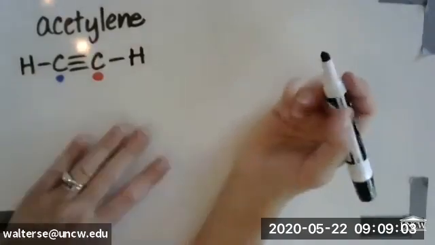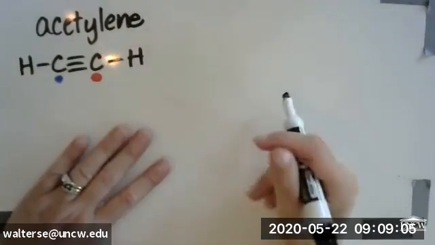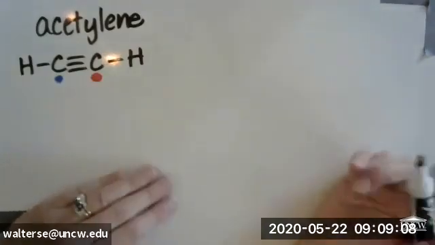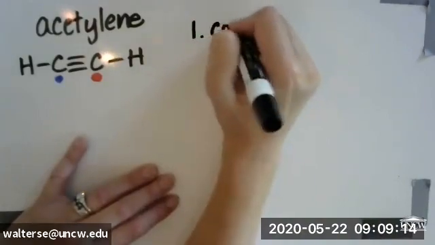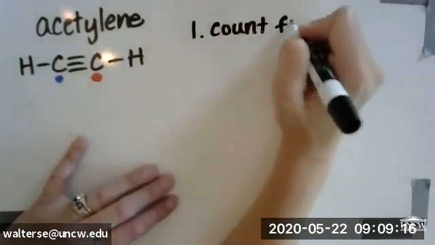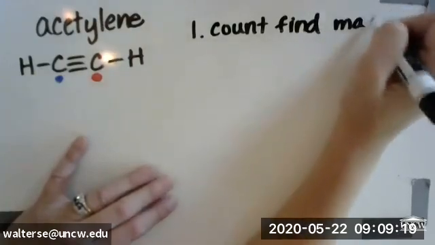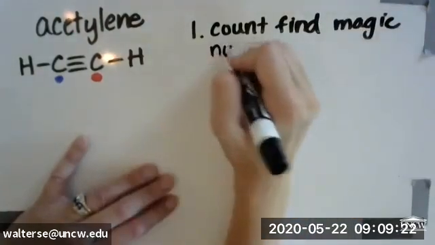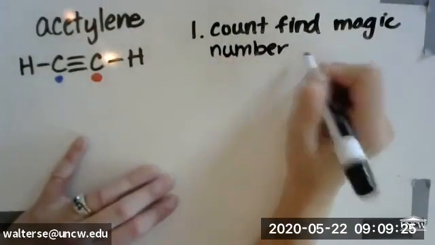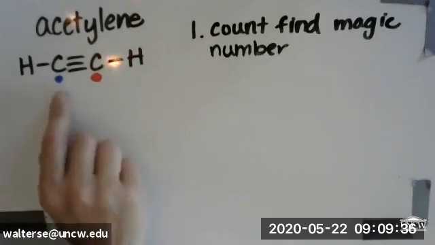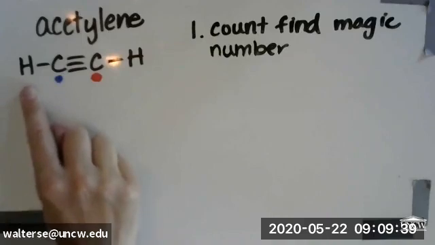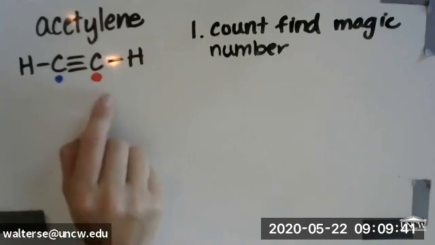I'm going to show you the simplest way, and then I'll show you the diagram with the electron configurations. But the first thing that you do is you're going to count and find the magic number. The magic number is the number of regions around the central atom, or an inside atom, where you find electrons. So you don't hybridize outside atoms ever. It's only inside atoms where this makes some sense.